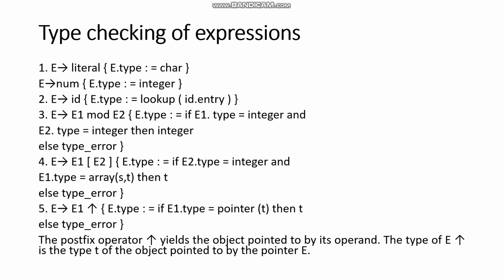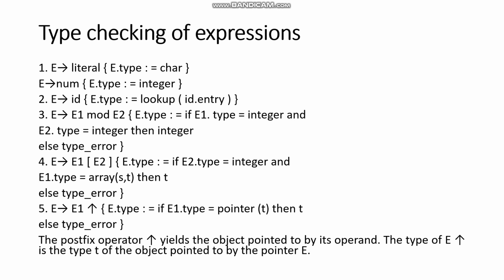Next, type checking of expressions. Here, in the following rules given on the slide, the attribute type for E gives a type expression assigned to the expression generated by E. E gives literal: E.type is char. Next, E gives num, so E.type is integer. Next is id, so it is lookup(id.entry). Lookup is used to fetch the type saved in the symbol table entry pointed to by the id.